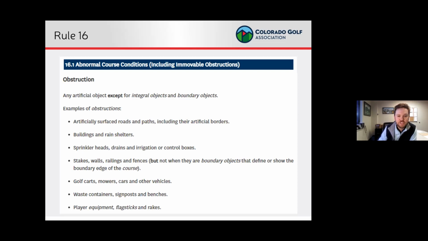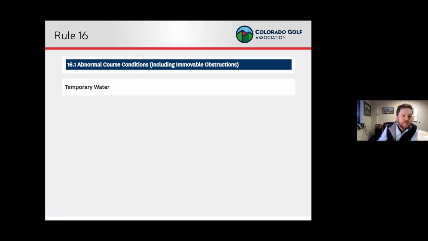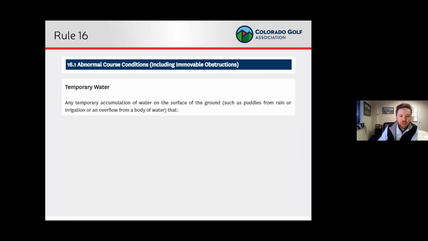That's movable versus immovable. The last definition of abnormal course condition is temporary water. This used to be called casual water, which I always liked the term for that. It's not serious, it's just casual. And now it's just temporary water, which is a good change. So temporary water is defined as any temporary accumulation of water on the surface of the ground, such as puddles from rain or irrigation, or an overflow from a body of water that is not in a penalty area.